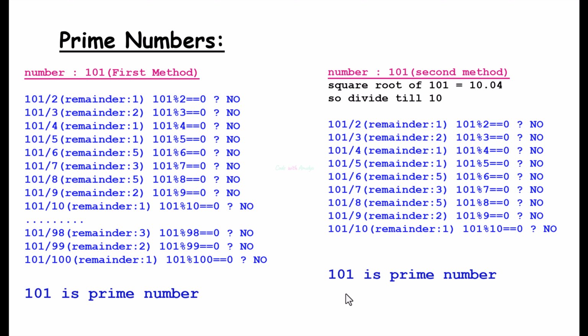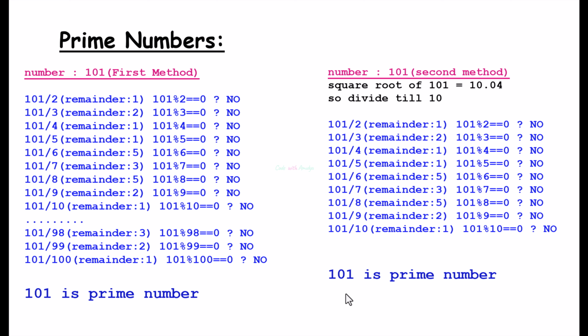What we need to do is divide the number starting from 2 till the square root of that number. For example, 101 is our number. First, let's divide the number by 2. Check for the remainder. Then 3, then 4, then 5. So, we need to do this till the square root of 101. We won't get a whole number here, so just round it off.